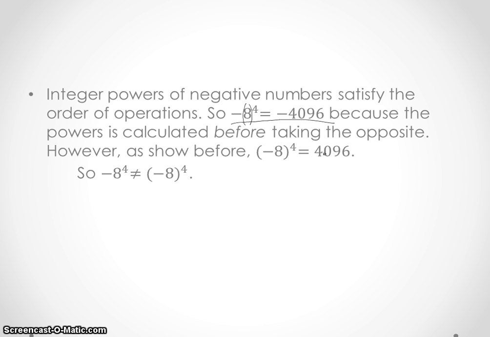However, as shown before, now if I put parentheses around this whole thing, then that's saying take 4 negatives as well, and your result will be a positive. Therefore, when I have negative 8 to the fourth power without parentheses, that is not equal to negative 8 to the fourth power with parentheses. These are very different things. This one's going to be negative, and this one's going to be positive.